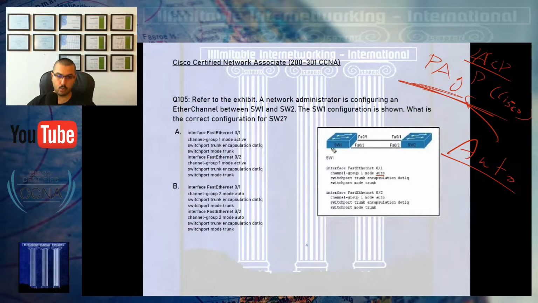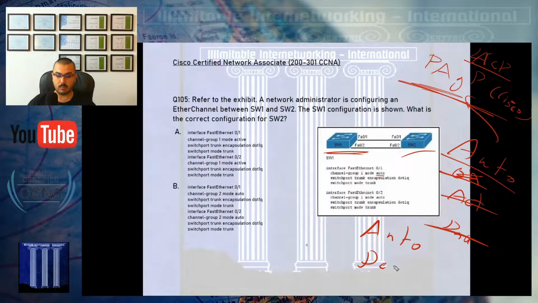So this should work completely from this end, from the switch 1 end, but from switch 2, what will work? This guy is using PAgP, so this one should also use PAgP, definitely. So on will not work. Active, which is LACP, will not work. Passive, which is also LACP, will not work. So it's either auto or desirable, which are both from PAgP.